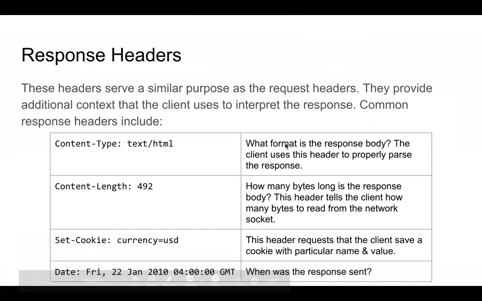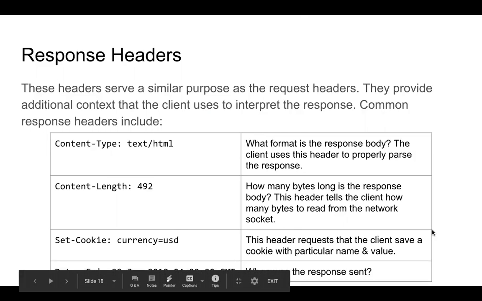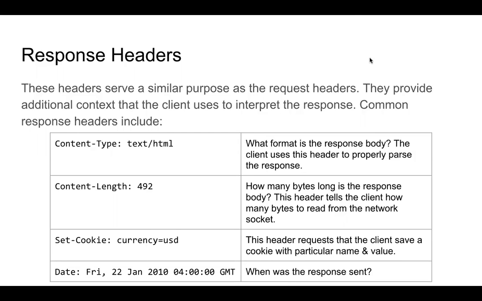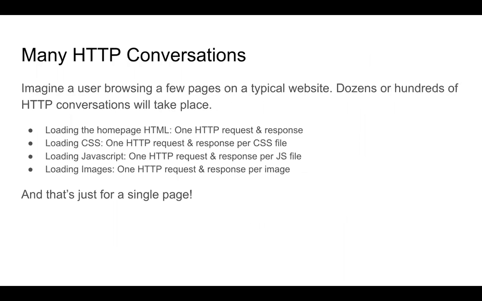So the response headers serve a similar purpose as the request headers. They give us additional context that the client uses to interpret the response. So things like what type of content it is, so what format is the response body in, how long it is, which means how many bytes long the response body is. This is things like Set-Cookie, so this is where cookies come from. And the date of when the response was actually sent, including the time.